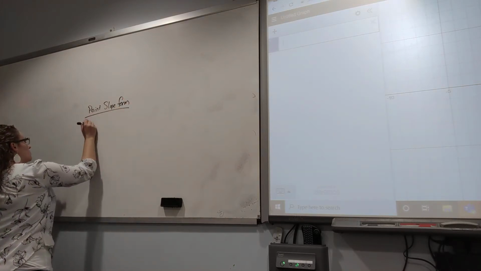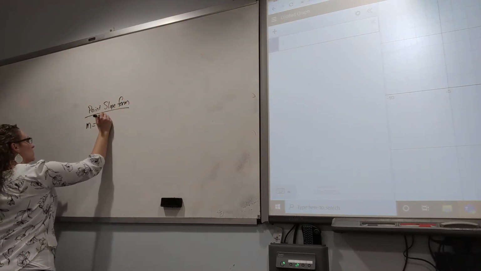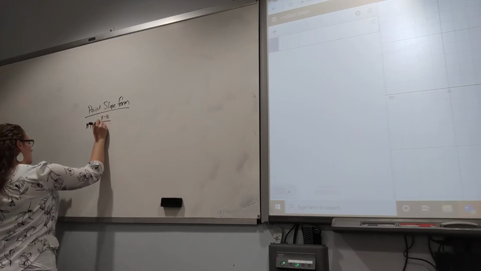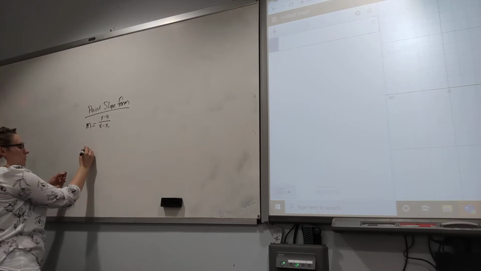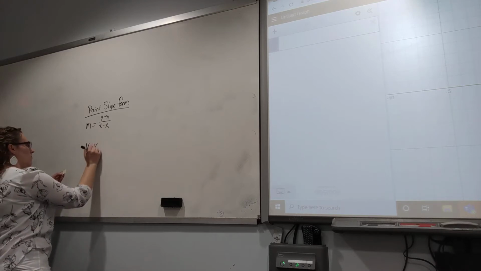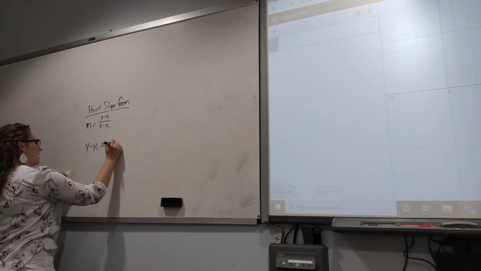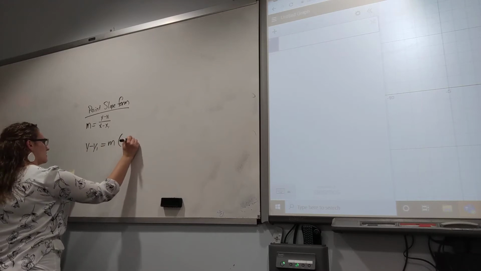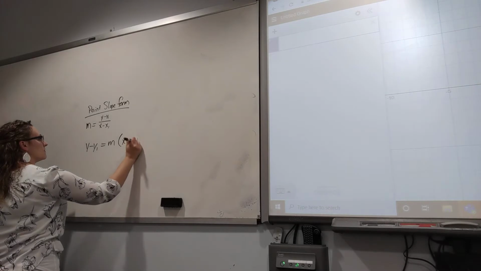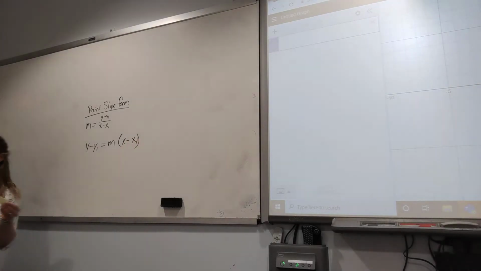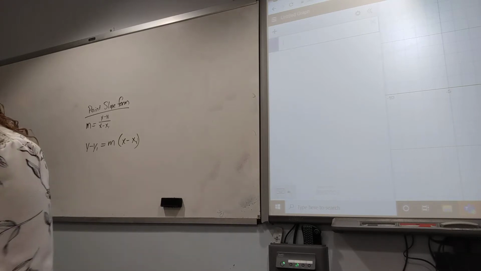So you can write it one of two ways. M equals y minus y1 over x minus x1. Or you can write y minus y1 equals m times x minus x1. Does that look familiar? Yes. Okay, good. Well, we're going to be working with those.